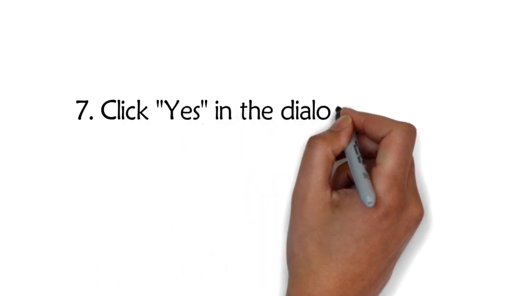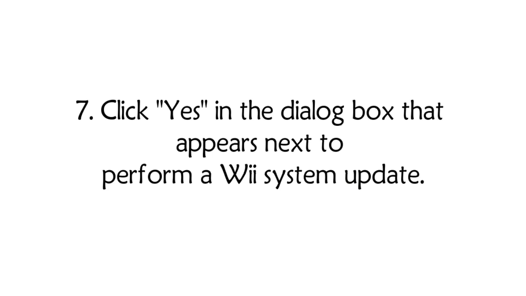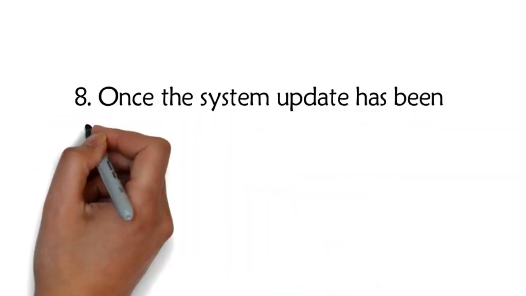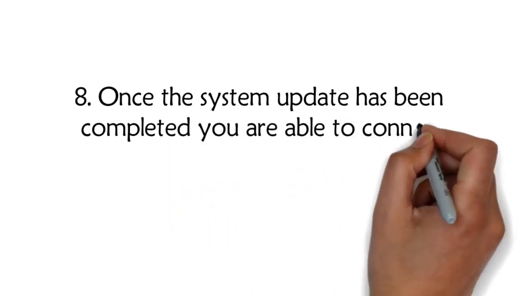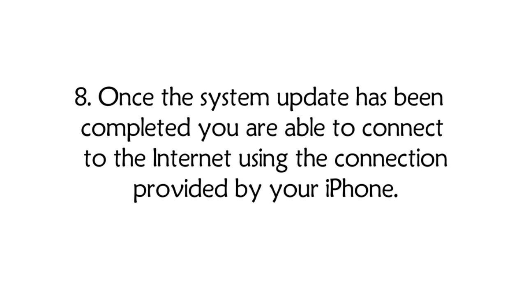7. Click Yes in the dialog box that appears next to perform a Wii system update. 8. Once the system update has been completed, you are able to connect to the internet using the connection provided by your iPhone.